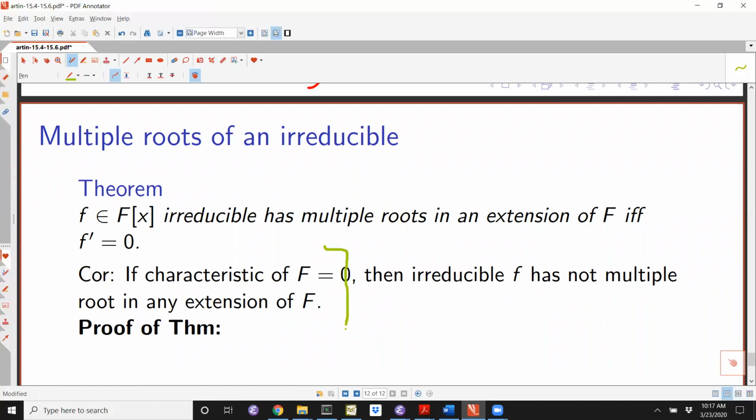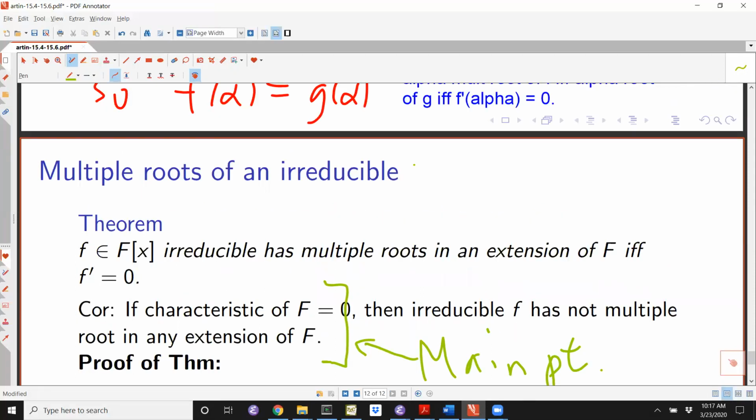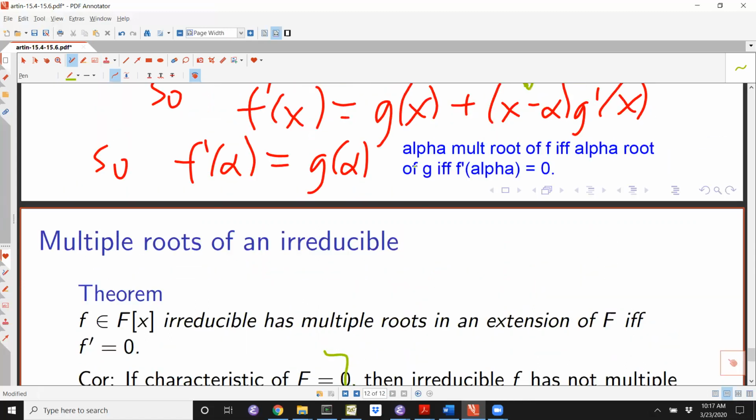The main application of this for us is that in characteristic 0, say when you start your base field as the rationals, your irreducibles never have multiple roots, and that's the thing that we use all the time in Galois theory. If you have a polynomial in characteristic p, then you might have to worry about getting multiple roots of irreducibles, but that won't happen for us.